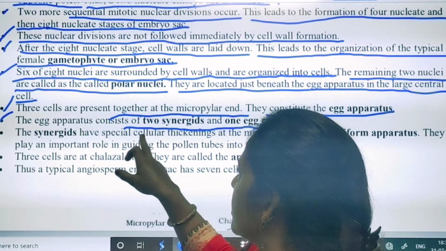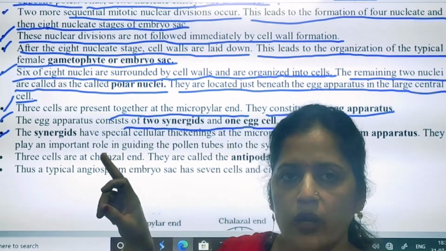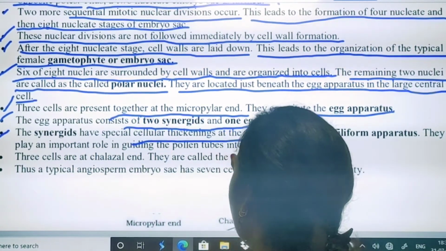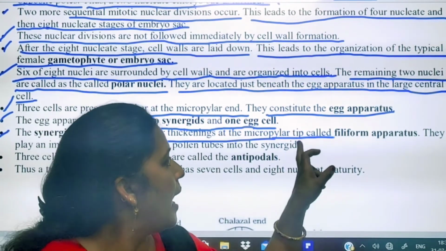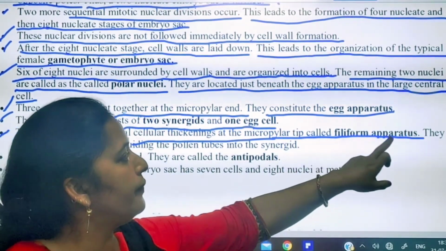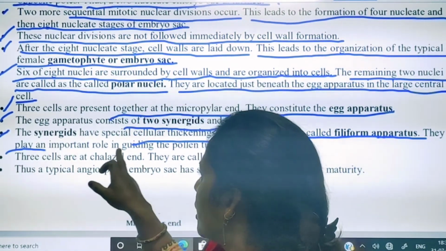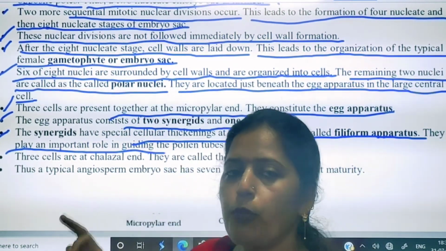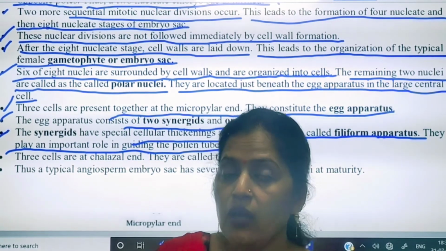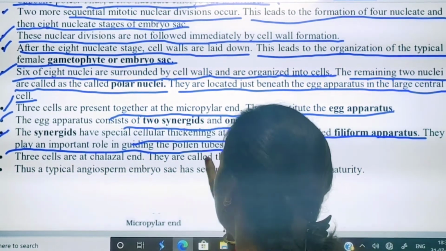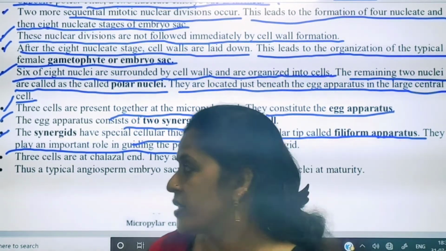The synergids have a cellular thickening at the micropylar tip, and that tip is called the filiform apparatus. They play an important role in guiding the pollen tubes into the synergids.